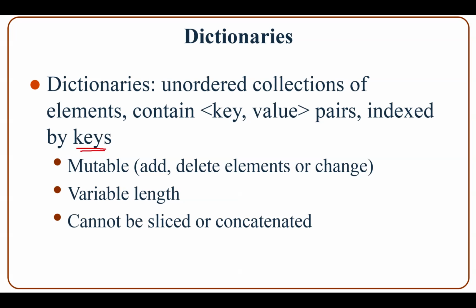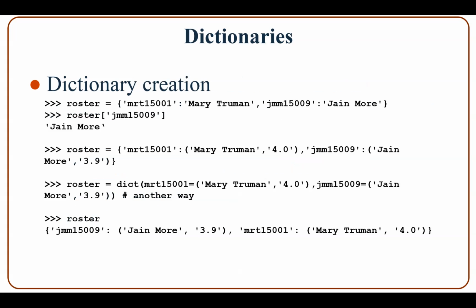So you give a dictionary a key, then it returns you the corresponding value. Dictionaries are mutable, meaning that you can add, delete elements, or change. They have variable lengths and cannot be sliced or concatenated. You create a dictionary using the curly brackets, and within the curly brackets you give pairs of keys and values.